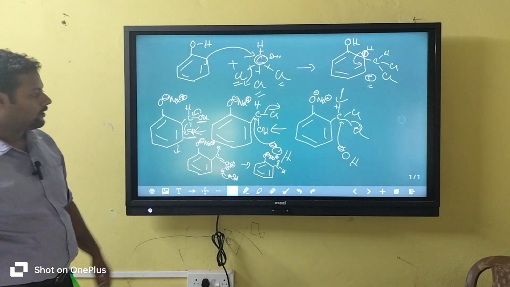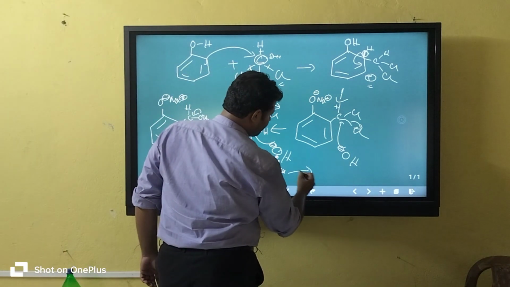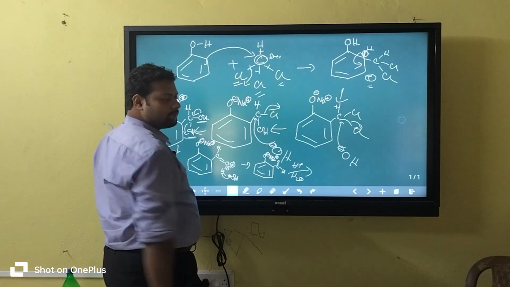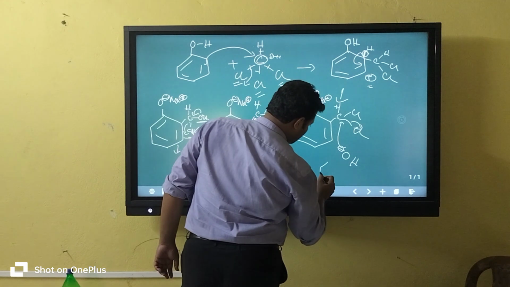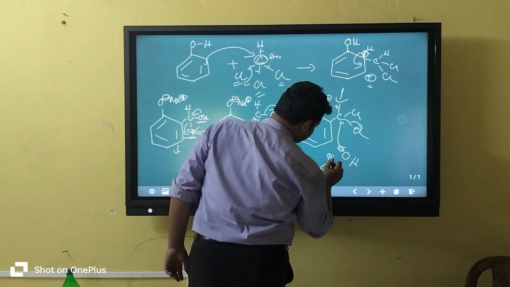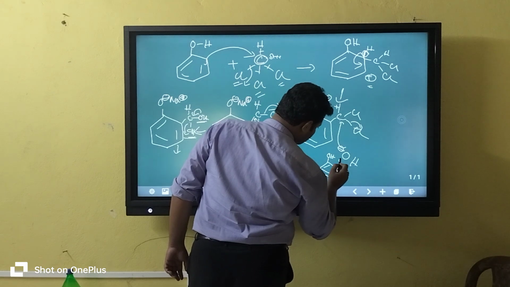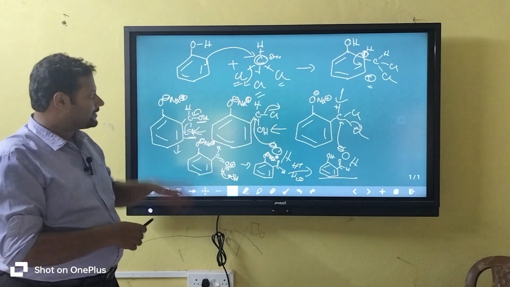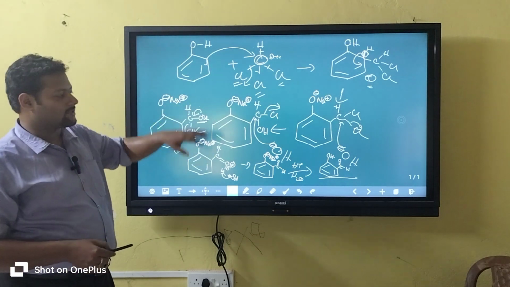In this product, if we treat it with acidified H2O, then this sodium will be replaced by an OH group, which was our final product. So this is the whole mechanism of the Reimer-Tiemann reaction.